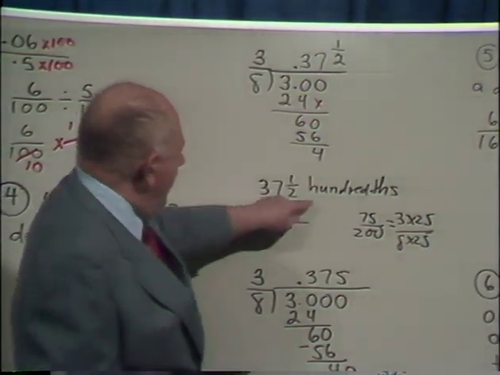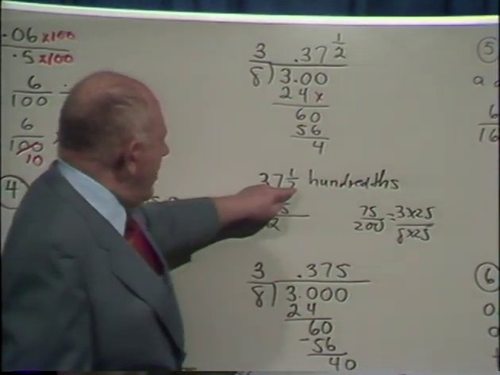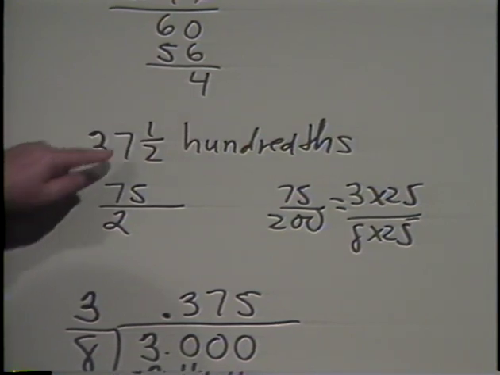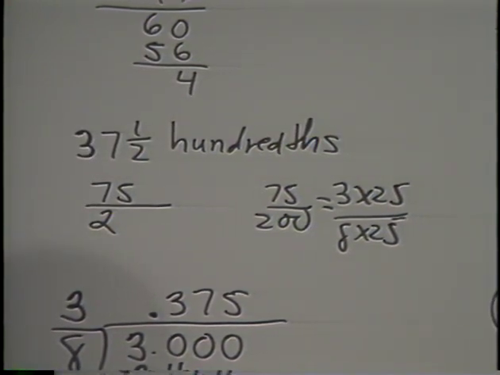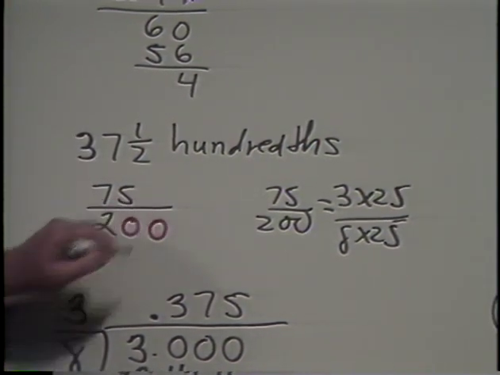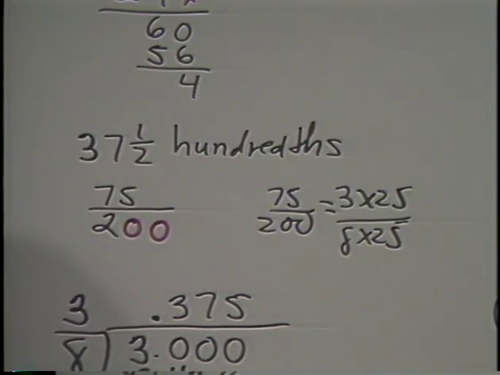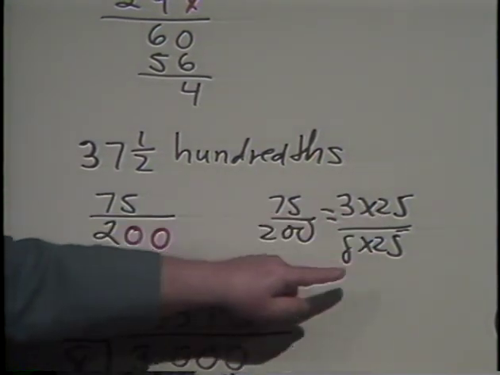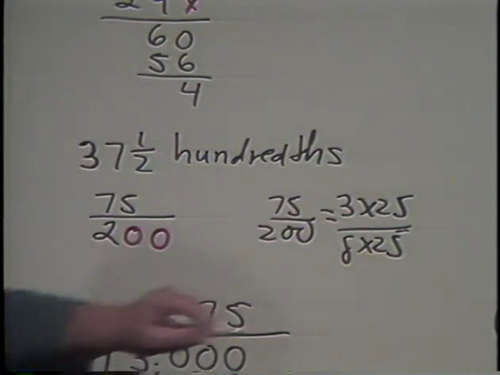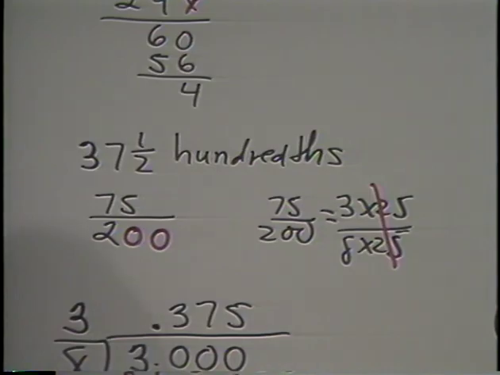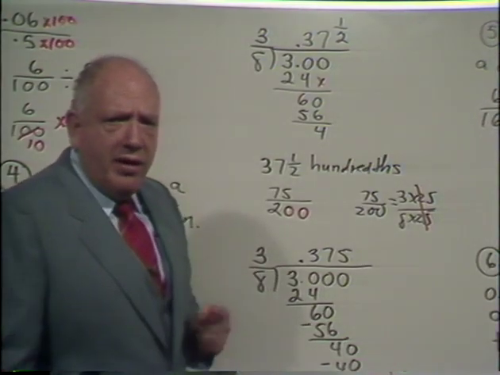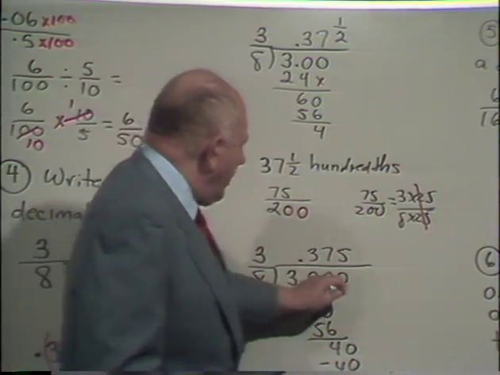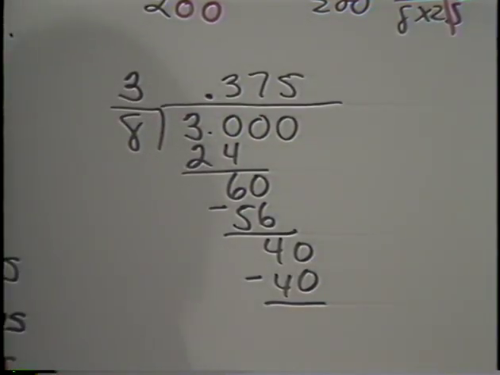Hundredths. Now, let's just check this out. 37½. 2 times 37 is 74 plus 1 is 75. That's 75 over 2. Hundredths means to divide by 100. That means annex 2 zeros to the denominator. 75 over 200 is the same as 3 times 25 over 8 times 25. And lo and behold, the problem still checks out. But we still don't have a whole number adjective, so what do we do? We go on to the next place. We annex one more 0.